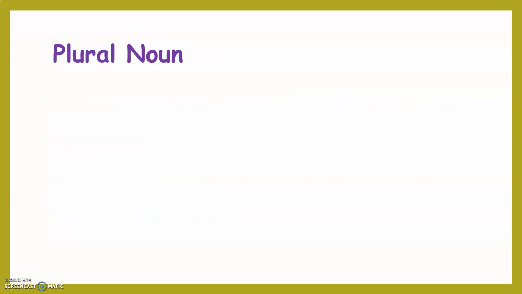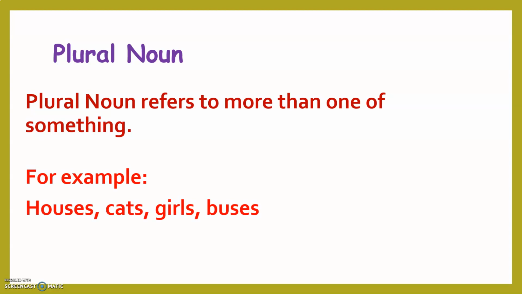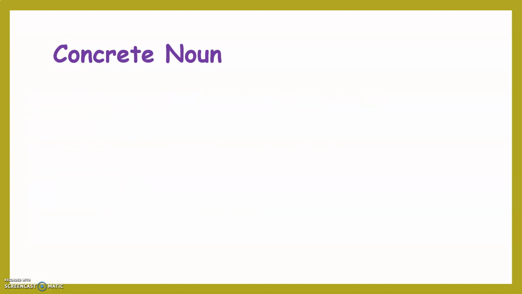Next is plural noun. Plural noun refers to more than one of something. For example, houses, cats, girls, buses. Okay. For example, they are not one. Many singular nouns just need an s at the end to make it plural. Singular noun में अगर हम s लगा दें, काफी सारे singular nouns में अगर हम सिर्फ s लगा दें, तो वो एक plural noun बन जाती है.